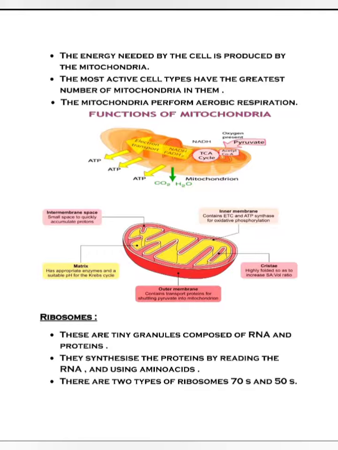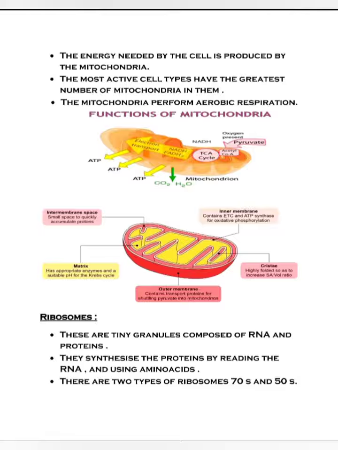Now coming to the cristae, the cristae are highly folded so as to increase the surface area to volume ratio so that it can perform well. Next, coming to the matrix, it has appropriate enzymes and a suitable pH for the Krebs cycle. Now the intermembrane space, the space between the outer membrane and inner membrane, is a small space to quickly accumulate protons. Now going on to the ribosomes.